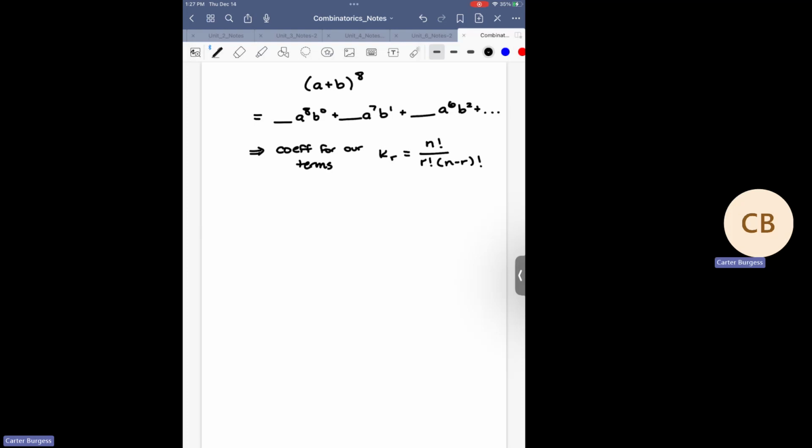Which is to say that every single term in our expansion can be written as n factorial over r factorial times n minus r factorial, times a to the power of, realistically, a to the power of n minus r is generally how you're going to see this, times b to the power of r.